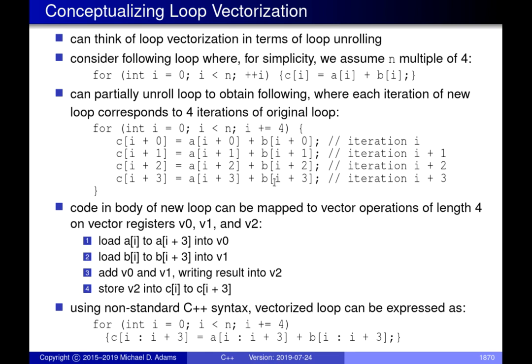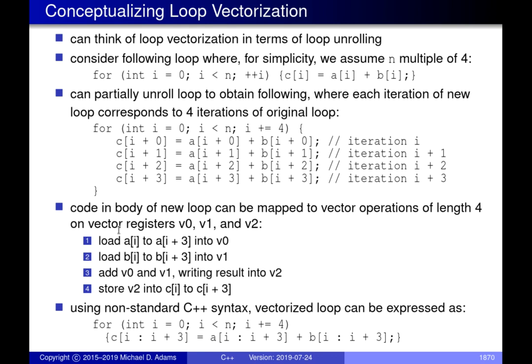I can load these all into a vector register with a vector length of 4, for example. I could load all these a values here, a of I plus 0, I plus 1, I plus 2, I plus 3, into another vector register, and then I can do a vector add to add these 2 sets of values together. And then I can do a vector store to write the values into this other array here.